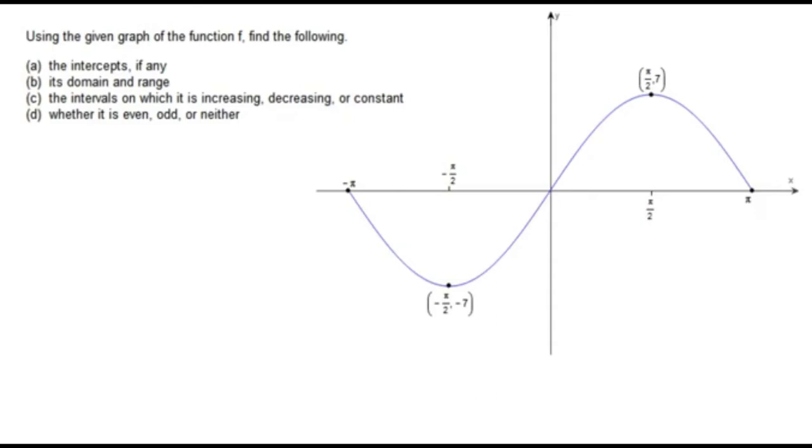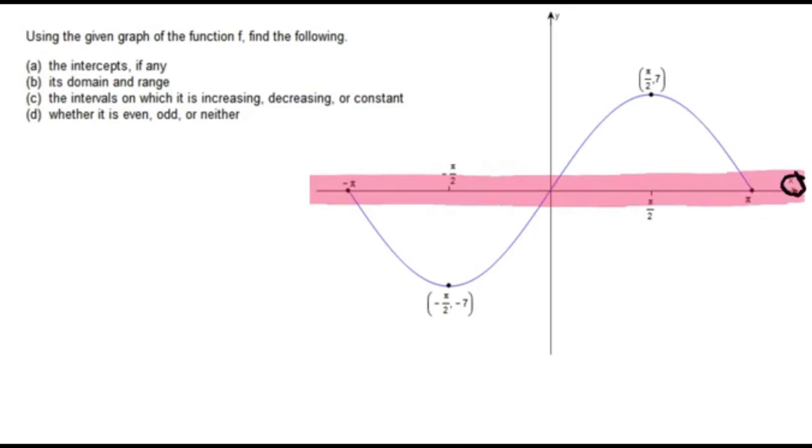So intercepts, you can have x-intercepts and y-intercepts. An x-intercept is where the graph crosses the x-axis. This is the x-axis, the horizontal axis, which I'm highlighting. And we're looking for places where the graph either crosses or touches the x-axis. We can see that the graph touches the x-axis here, crosses the x-axis here, and touches the x-axis here. So these will be our x-intercepts.